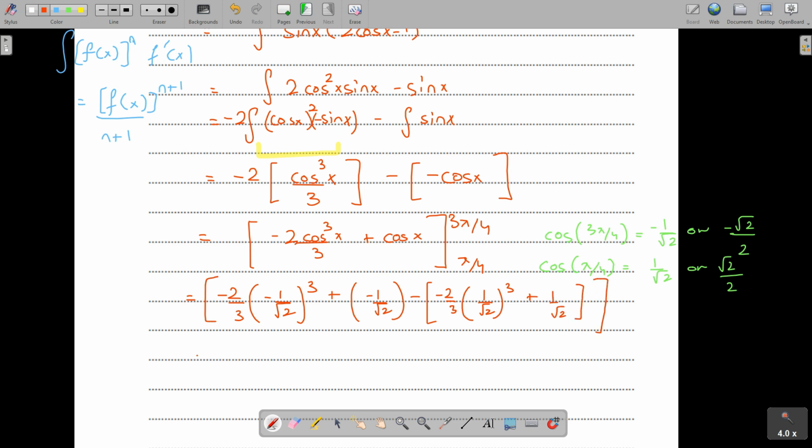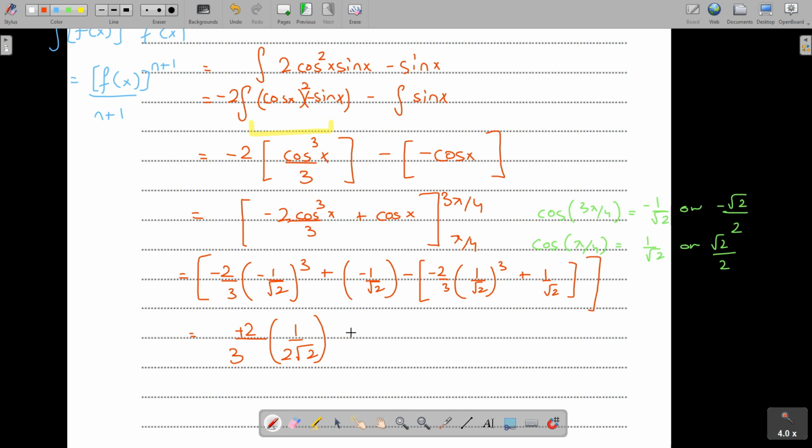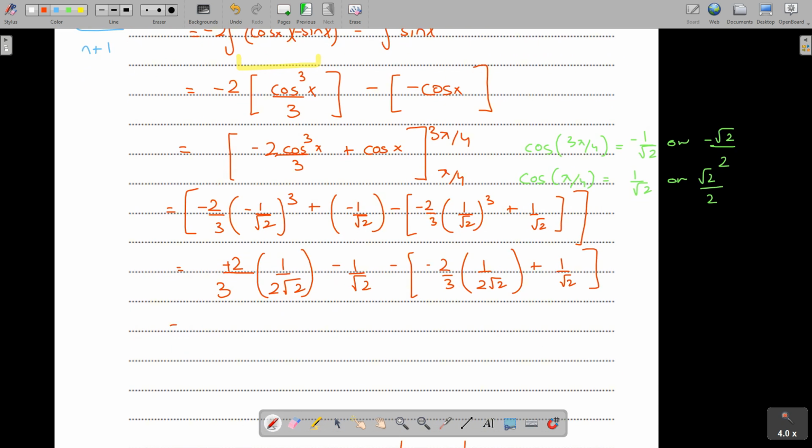All right, now let's just solve this decently. So this should be minus and minus will in fact cancel out. So this should be plus 2 over 3. And over here it will be 1 over 2 square root of 2. You can either do this by calculation on calculator or your mental math. And over here this will be minus 1 over square root of 2. This will be minus 2 by 3, 1 over 2 square root of 2 plus 1 over square root of 2. Now what we are going to do next is cancel out this and this, this and this, which leaves us with 1 over 3 square root of 2 minus 1 over square root of 2.